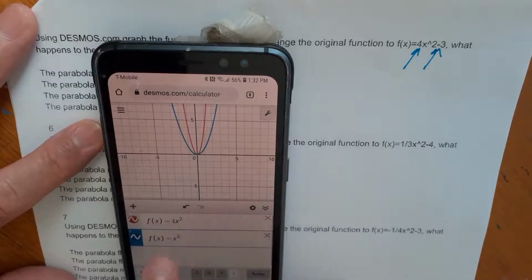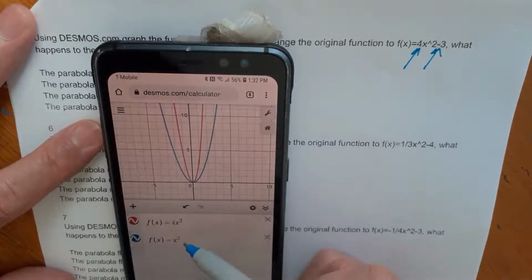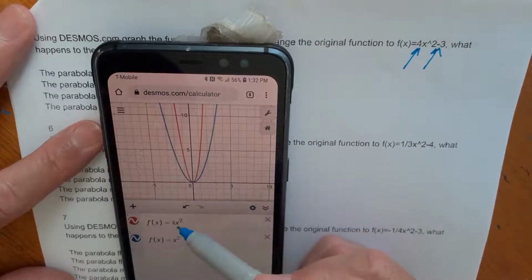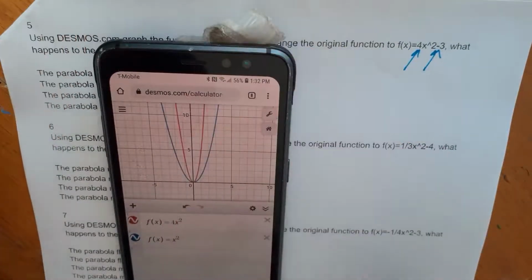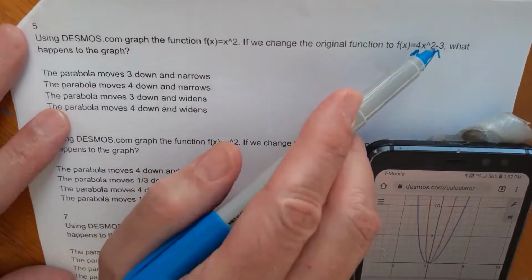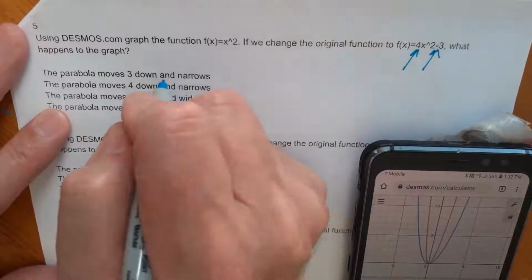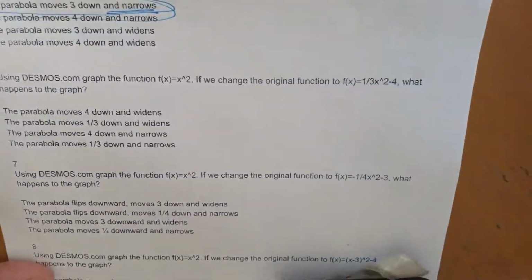So the blue one, did I just delete it? No, I didn't. Let's get rid of this. So the blue one is x squared. The red one is 4x squared. Putting a number, a coefficient, in front of the x squared narrows the parabola, makes it narrower. So the parabola moves down by 3 for minus 3 and narrows. That's what that means. Very cool.